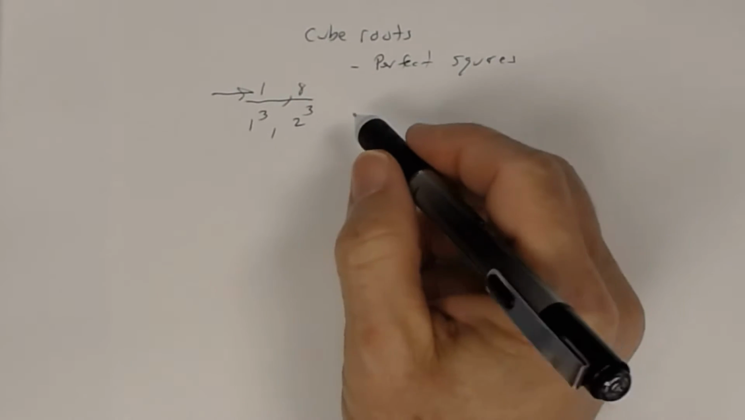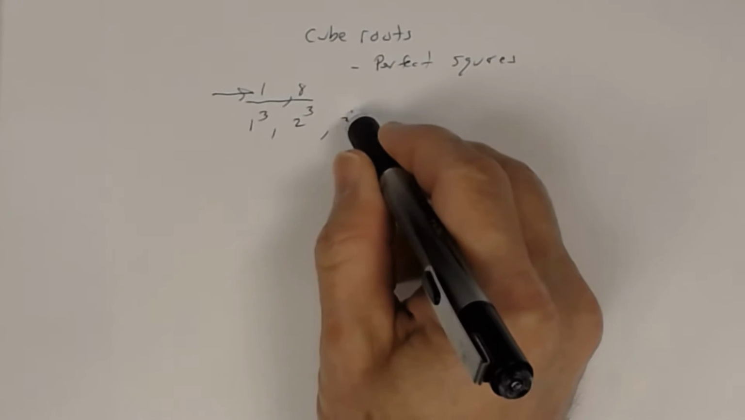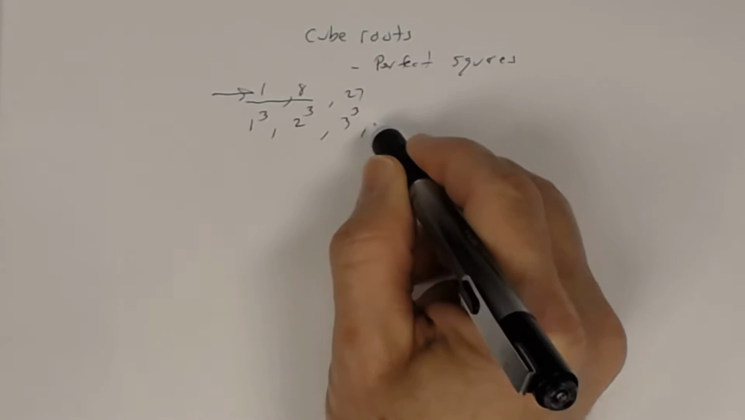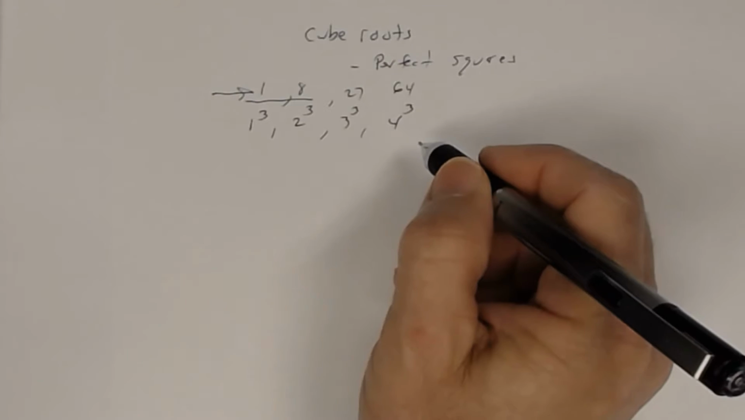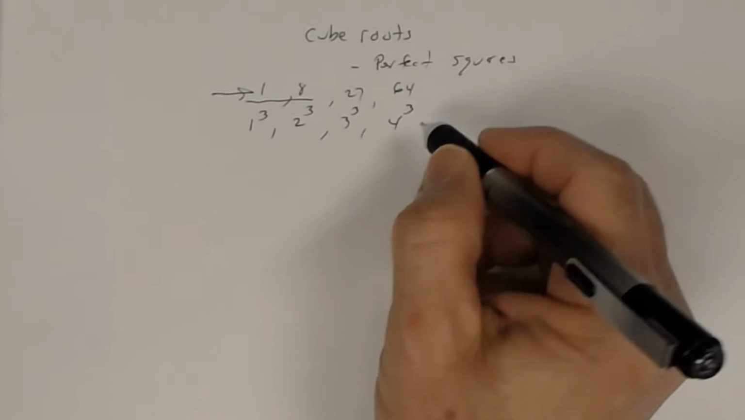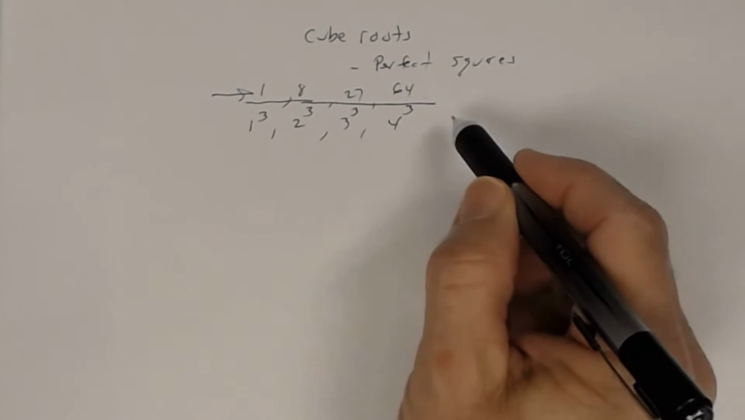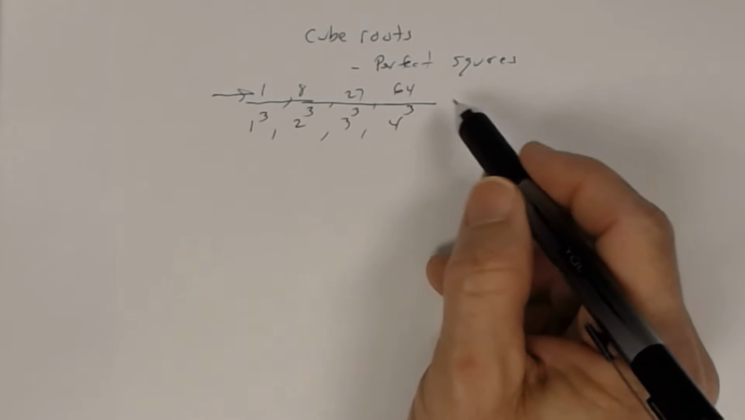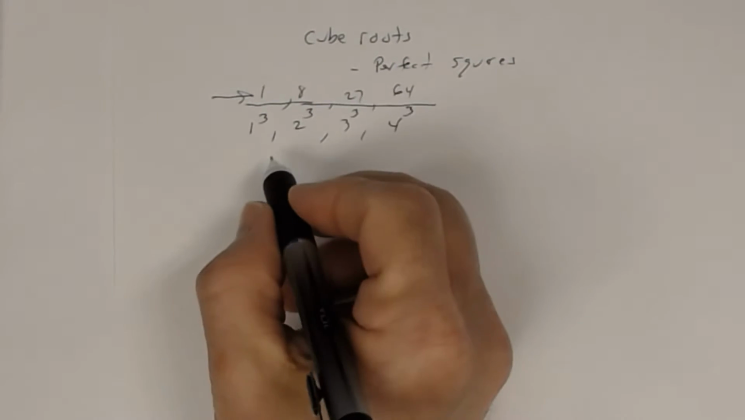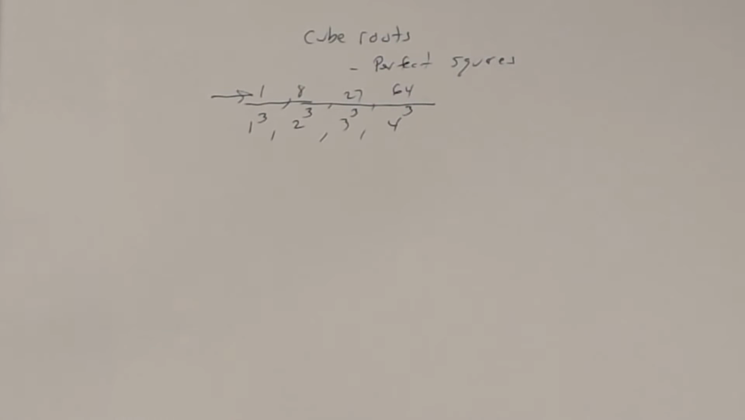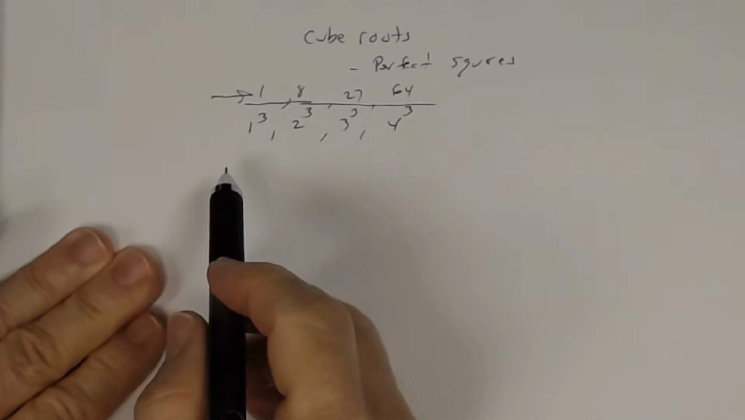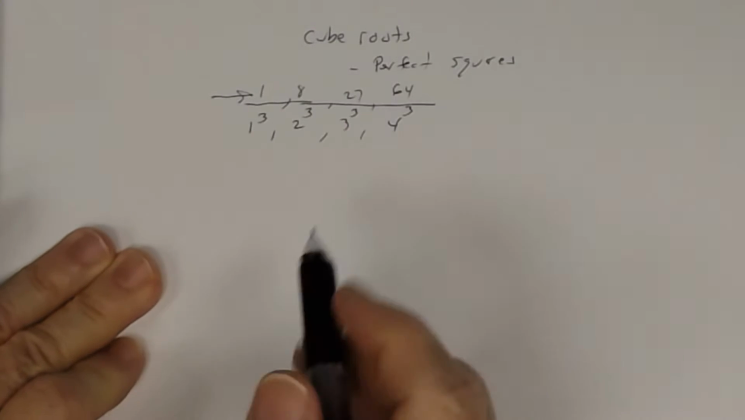So 3 cubed is 27, and so on. 4 cubed is 64 because 4 times 4 times 4 is 64. So these are your perfect cubes. So just remember how to get those. So the next one will be 5 cubed and so on. Okay? Now, what I want to do here is just look at some examples that you may see in some of your problems dealing with cube roots.